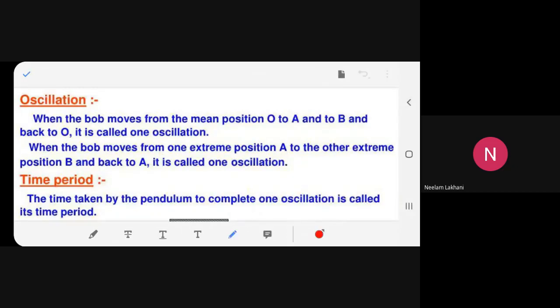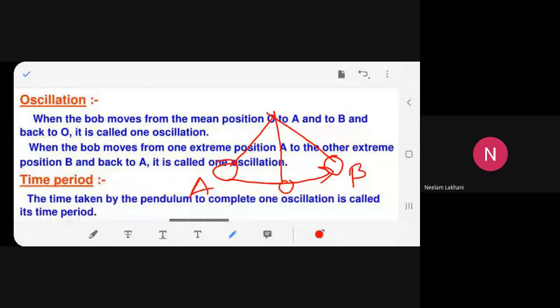Next one, when the bob moves from extreme A to extreme B, so it goes here and then again it comes back. So A to B and B to A. That is again called one oscillation. What is it called, beta? One oscillation. So you understood now? A to B and B to A. That is one oscillation. All of you understood?